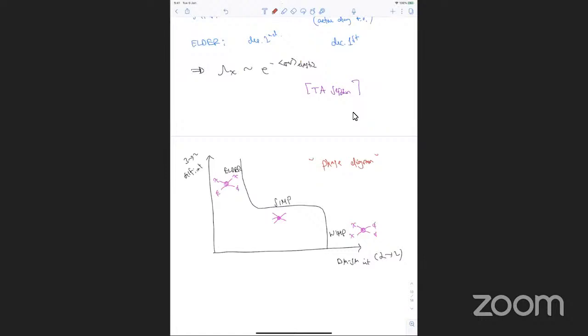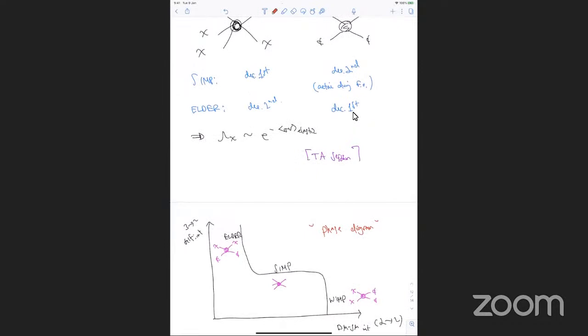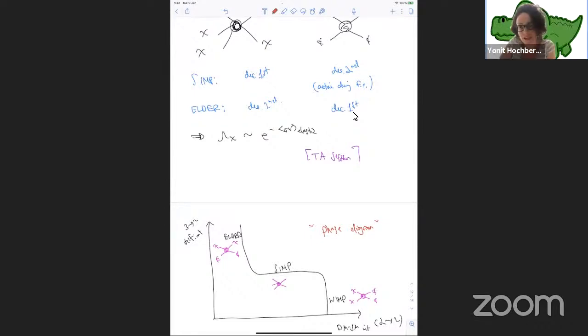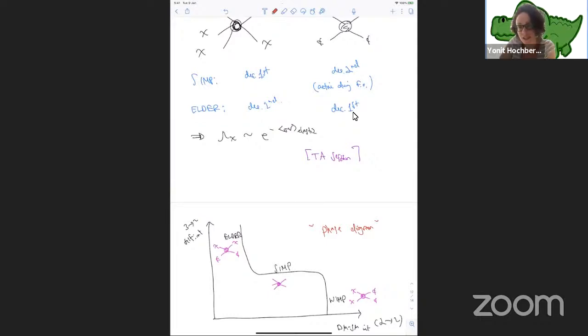If you go a little bit higher, when you compare the SIMP and the ELDER, it says that the first to decouple in the case of the SIMP is the strong interacting coupling, while it is the other way around for the ELDER. Right, and this is what explains the phase diagram down there. Yes, it does.